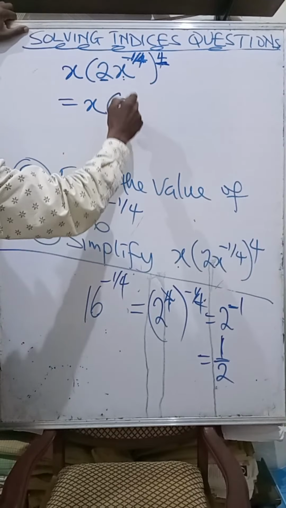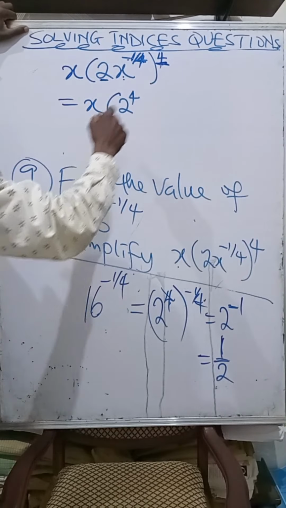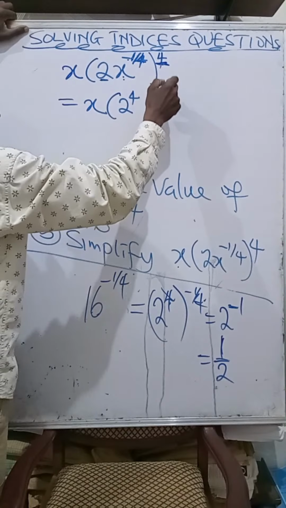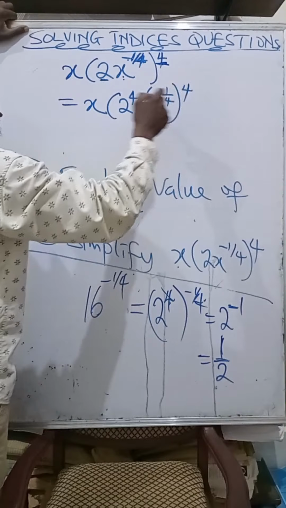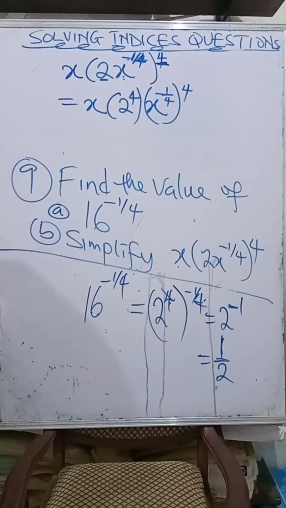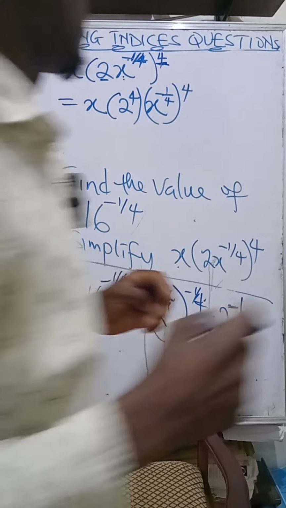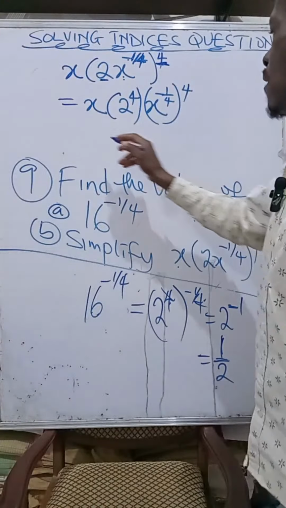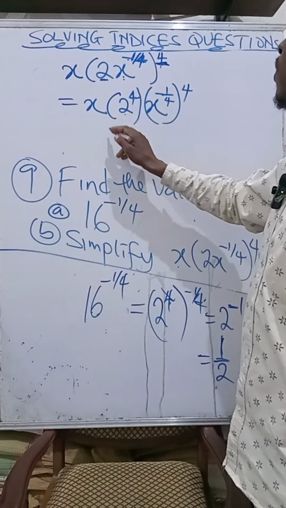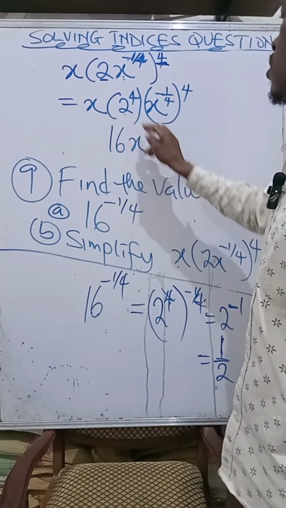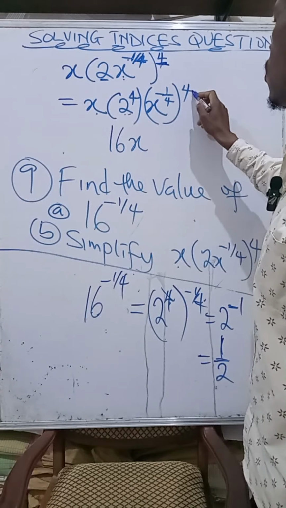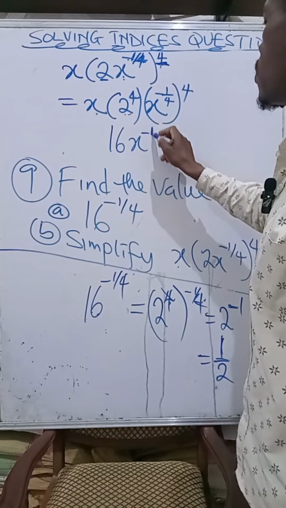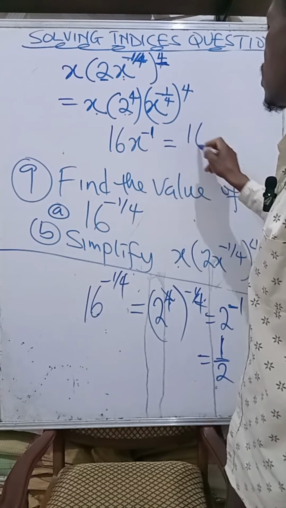So we're going to have 2 to the power 4, okay, and then x to the power minus 1 over 4, all raised to the power 4. Okay, so that's that. It's going to affect the content inside the brackets. So this will be 16, okay, 16, and then x to the power, minus 1 over 4 times 4, that will be x to the power minus 1. If you solve it, that will be 16 over what?